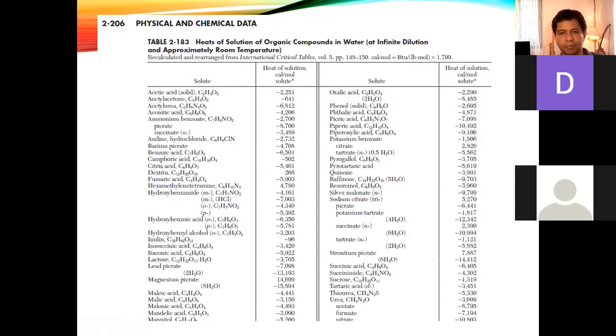Hydroxybenzene. Kita nyo na? No, walang hydroxybenzene. Paano na yan? Anong sagot? Sino nakakita na? Anyone? Walang hydroxybenzene. No? Anong sagot?